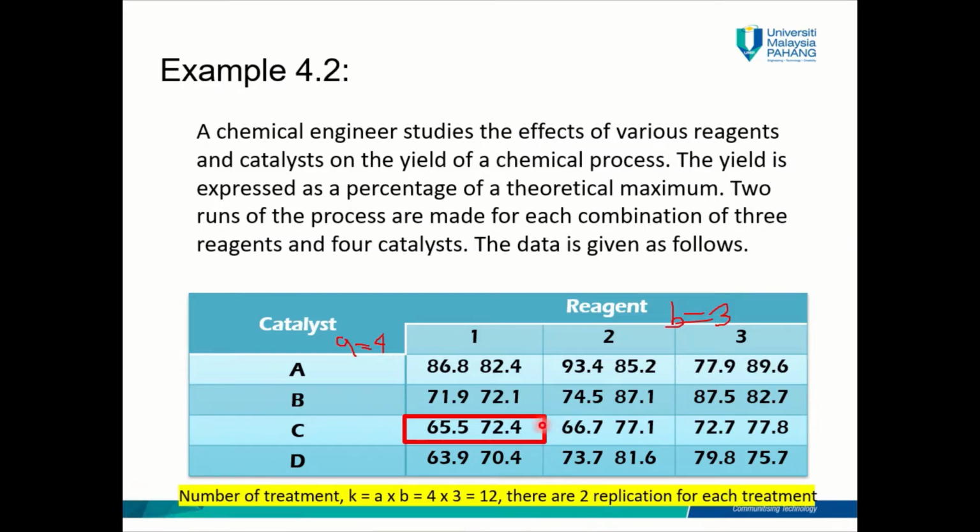And we can see that in each treatment, in each cell, the table gives us 2 data. Here, this is the first data, this is the second data. So each cell has 2 data, which means that each treatment in this experiment has 2 replications. 1, 2, 1, 2, 1, 2. Get it, class? So this experiment consists of 12 treatments in which each treatment has 2 replications. Okay, so now, let's conduct two-way ANOVA analysis for this question.